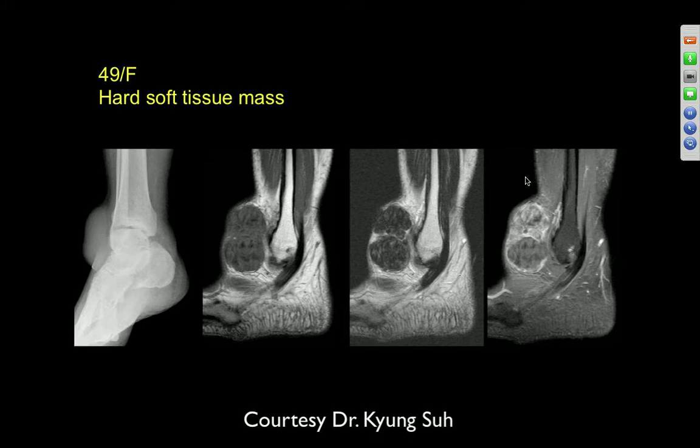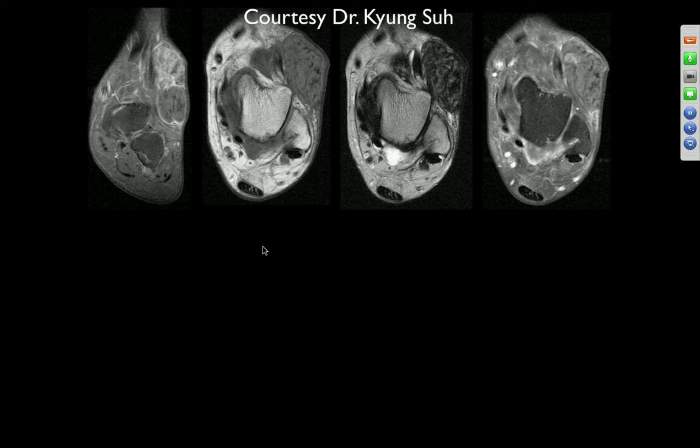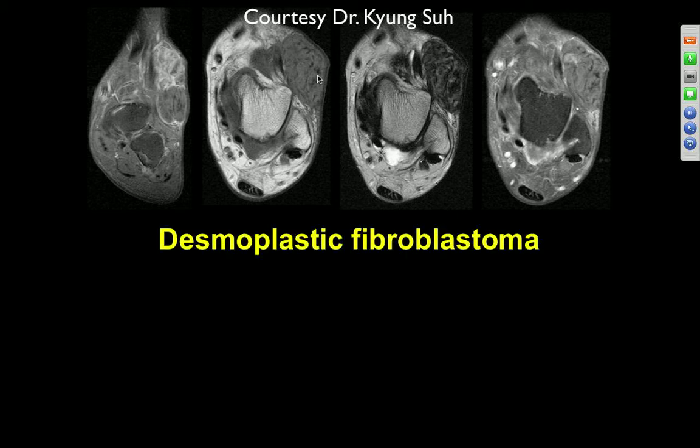49-year-old female with a very hard soft tissue mass, which we can see a lot of low signal intensity within it. But we don't see any actual calcifications that are associated with those low signals. But it was a hard type mass. Here we can see the lesion, low in signal on most pulse sequences with these dark, probably fibrous areas, and this was a desmoplastic fibroblastoma, another fibrous neoplasm in this particular case.